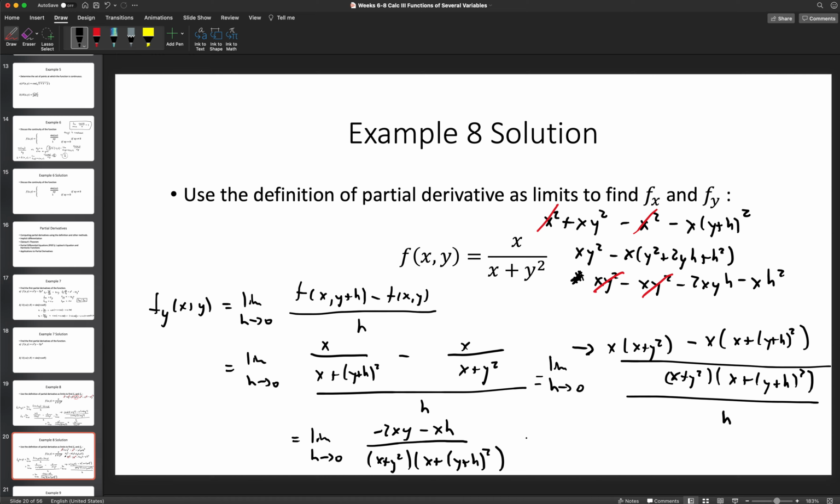And here we can finally let h be 0. So when you do that, you get negative 2xy all over x plus y squared quantity squared. And that would be the first partial with respect to y using the limit definition of the partial derivative. If a question asks you to, please remember, if a question asks you to use a partial derivative in terms of the definition, please do so using the limit definition.